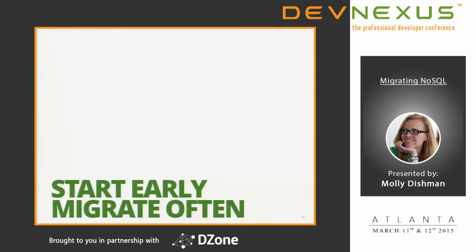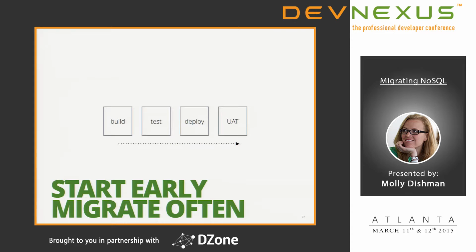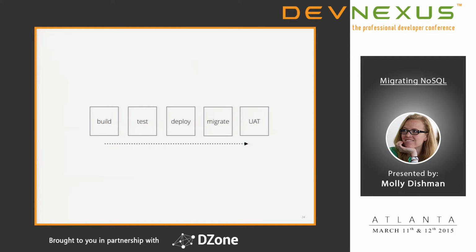Build in your migrations to your continuous integration, continuous delivery pipelines is an important step. And do it for your deployment step as well. Don't just migrate them in your dev environments. Migrate as you're going along through your environments.